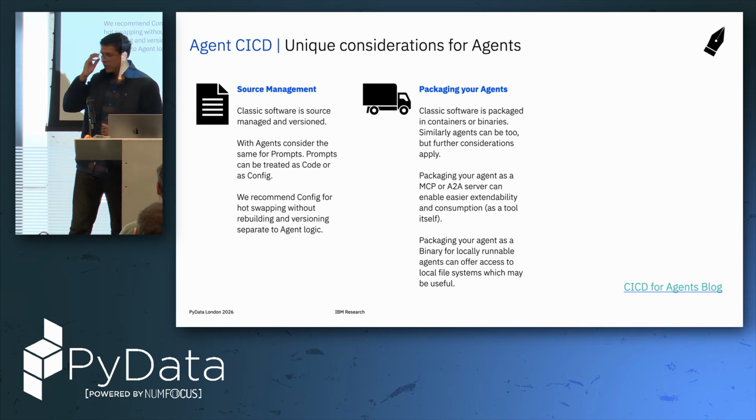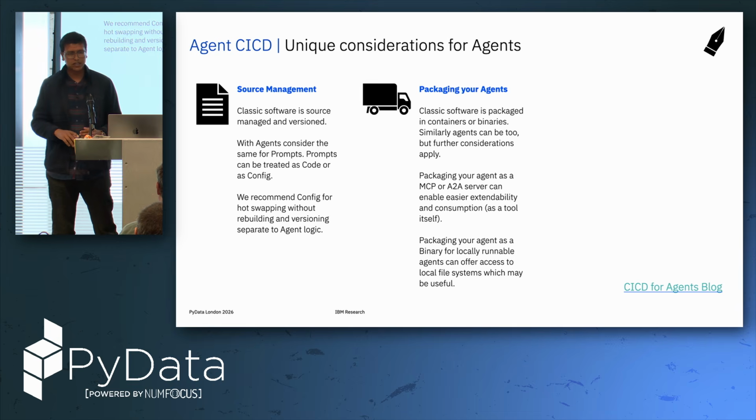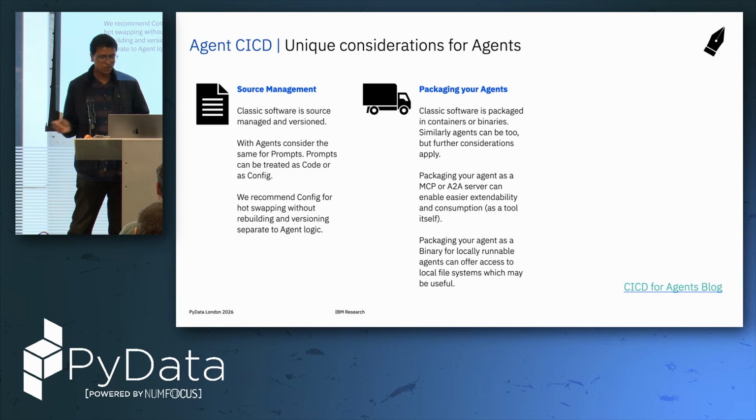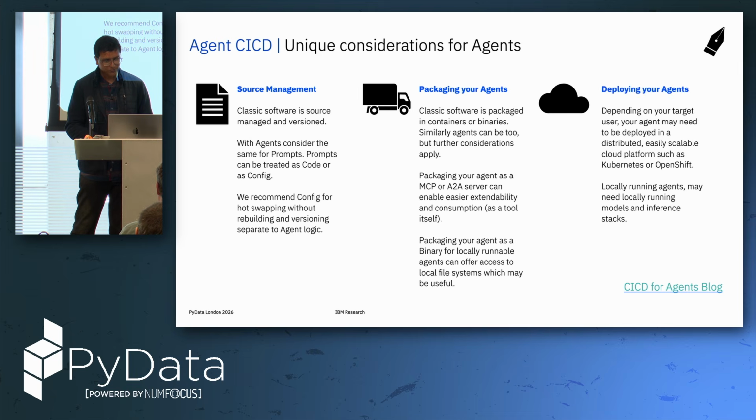Also, if you want to be building coding agents or dynamic agents, deep research agents that access local file systems, maybe you want to build your agents as binaries so that you can obfuscate and make it harder for your clients and users to see the agent architectures and the prompts.